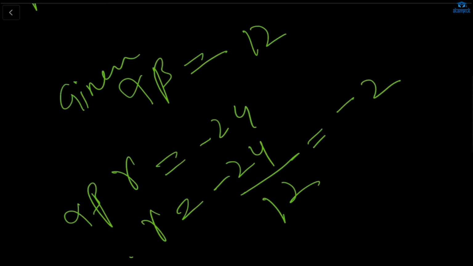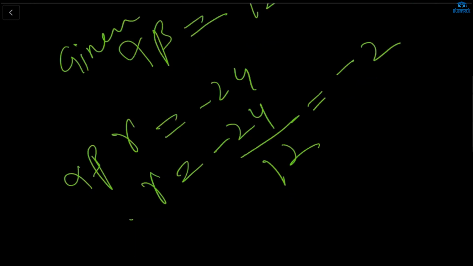Okay, till here, am I clear? Any doubt till here? No doubts. So we have got the value of gamma as minus 2. One of the zeros, gamma, we have already found out. Now let's check with the other two.